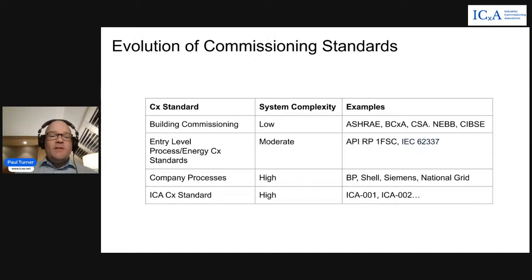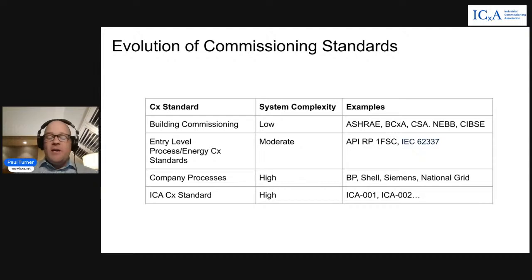So that's what really led to our development of the ICA Global Commissioning Standard. We've modeled after the best commissioning standards that are out there for the most complex projects and developed a 9-part series of documents that define the end-to-end process for the most complex systems and what's the structured process to go through for commissioning of projects.